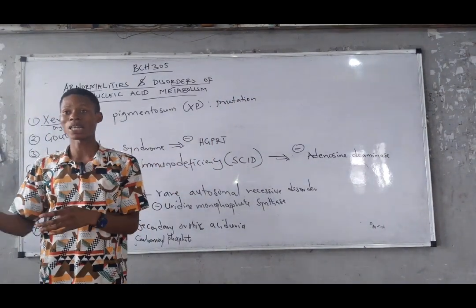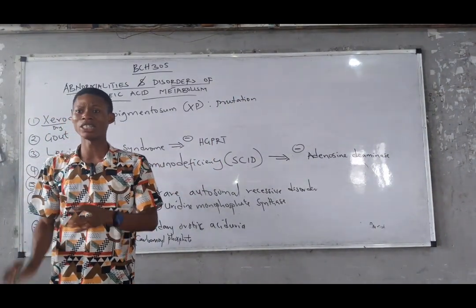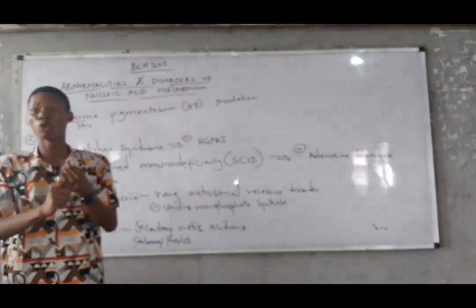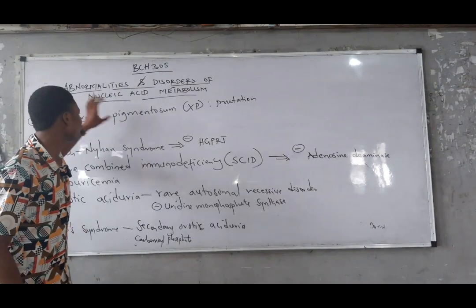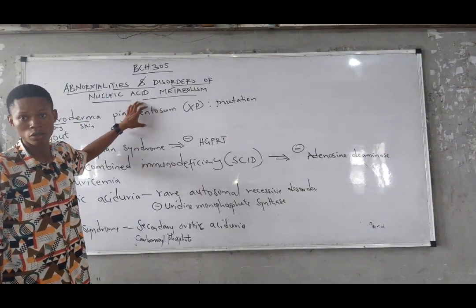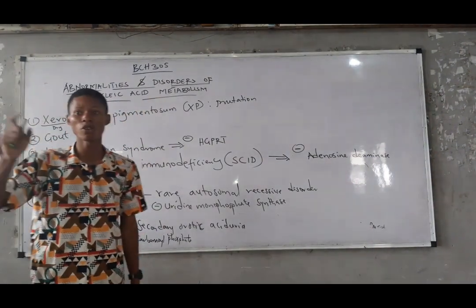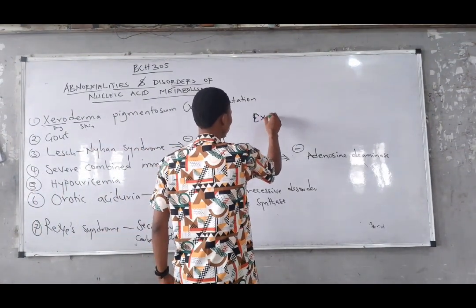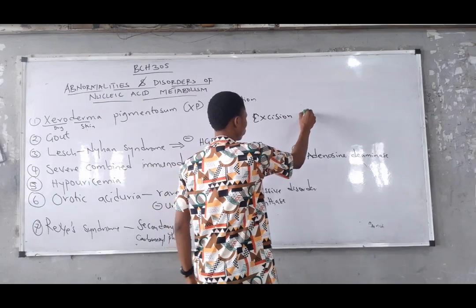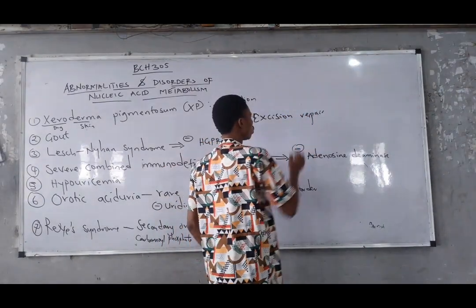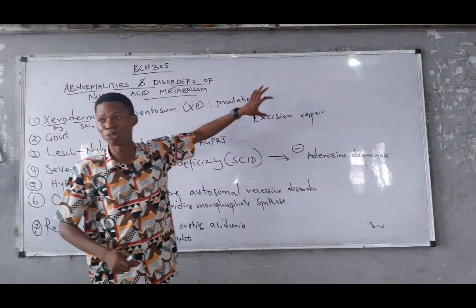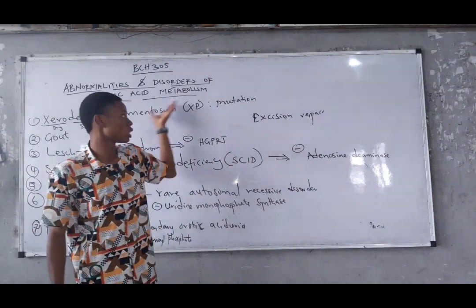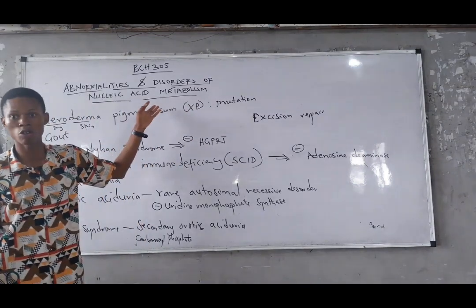Now, biochemistry exam is not like any other exam. You must put what is responsible. If it is an enzyme, you must put the enzyme. In this case, what is responsible for this disease? Mutation of genes involved in what we call excision repair, DNA excision repair. Excision repair is the mechanism DNA uses to repair damaged bases. But in this case, that cannot happen. Any question on this? Can we move on?